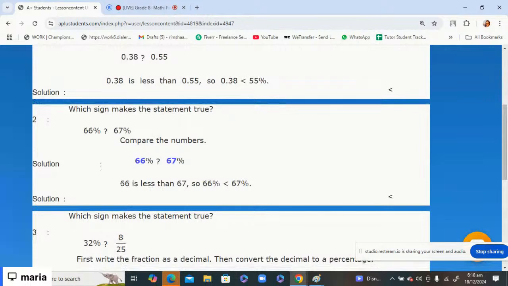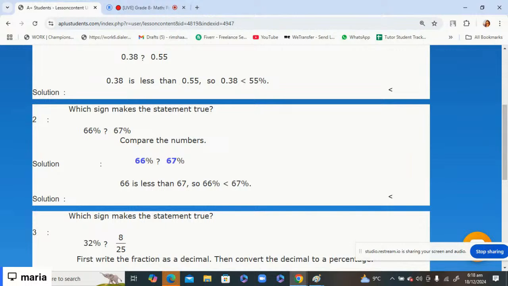Now look at here, which sign makes the statement true? As we know that one is 66%, other is 67%. So which one is the greater here, 66 or 67? Obviously the 67 is greater here, so we can say that 67 is greater as compared to the 66. Okay. Now which sign makes the statement true, 32% or 8 by 25?